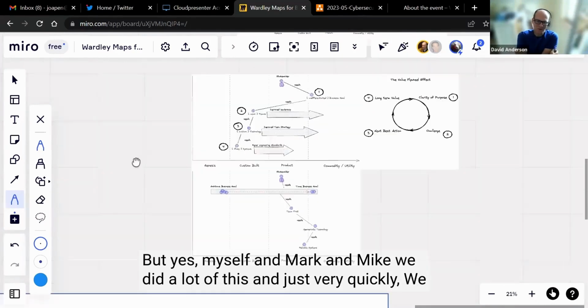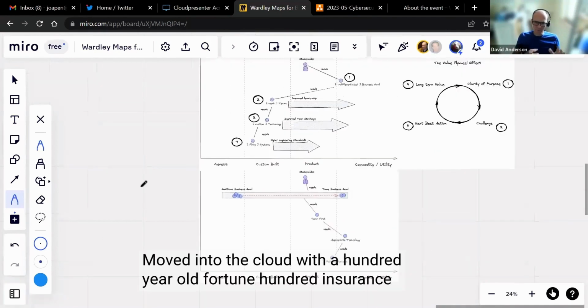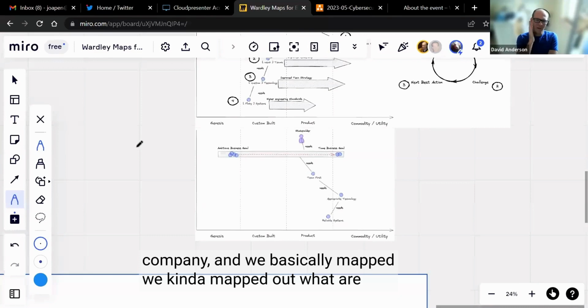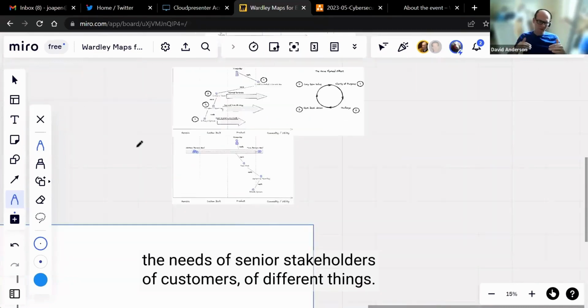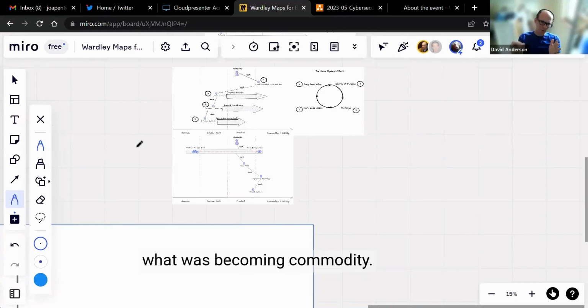Just very quickly, we were part of a very large transformation, moving to the cloud with a 100-year-old Fortune 100 insurance company, and we basically mapped out what are the needs of senior stakeholders, of customers, of different things. So we constantly mapped out the needs and tried to predict what was becoming commodity.